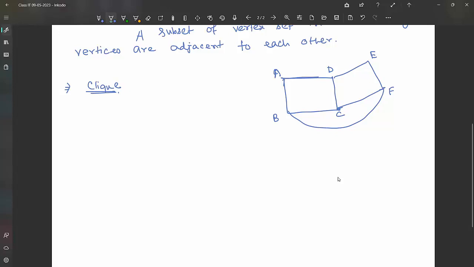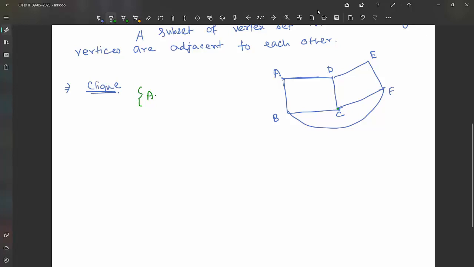ADB. Why? There is no connection between them. So if ADB is a clique, then, hmm, obviously there is a connection from B to D, but there is no connection. If you take BCD, CF. BCD, okay, again the same thing. If you take BCF, that means B to F, B to C, and C to F. Yes, you can take BCF as a connection.